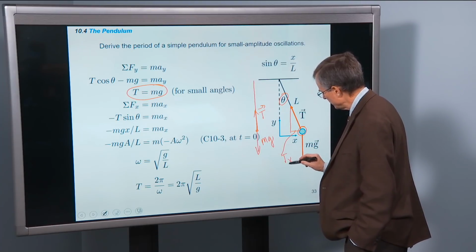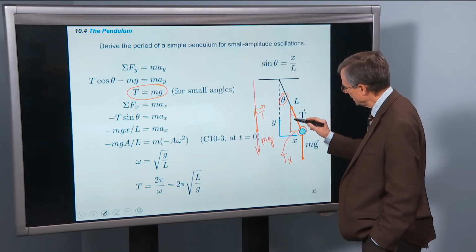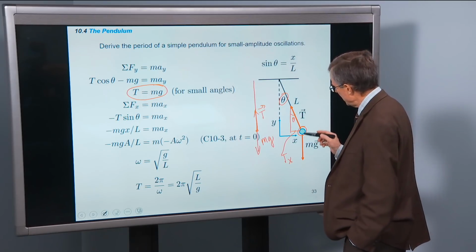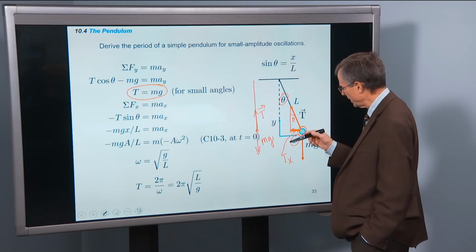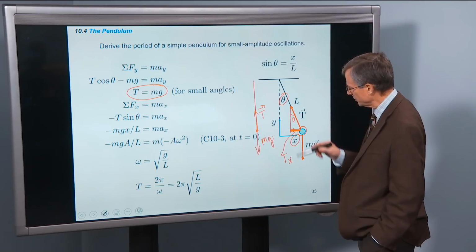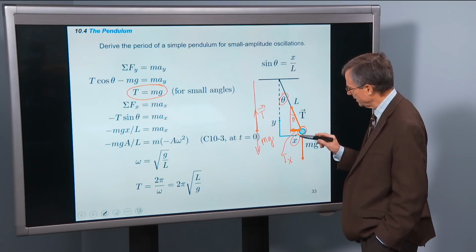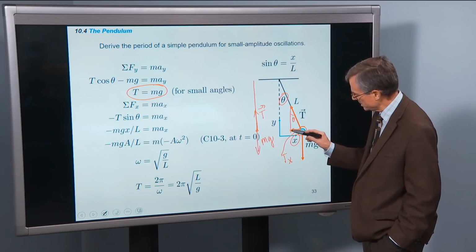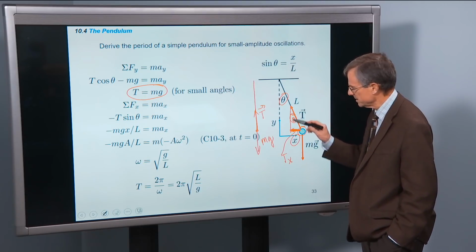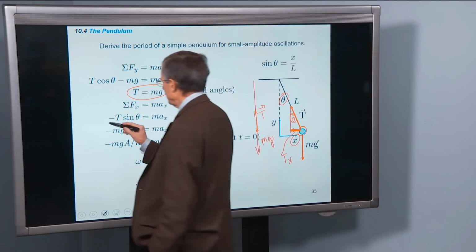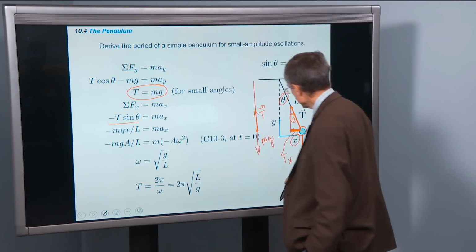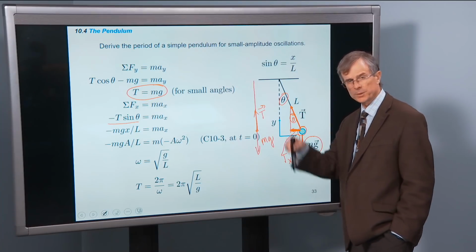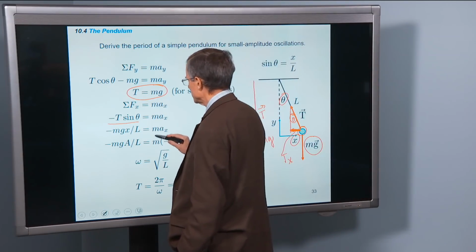So this is the x component of the tension. Here's the angle theta. And you can see that this x component of the tension, first of all, is pointing in the negative x direction, so it's going to be negative. And second of all, it's going to have to involve the sine of the angle theta. Why is that? Because this side is opposite to this angle. So we'll get a minus T sine theta for the x component of the tension. And that's the only force in the x direction, because gravity doesn't exert any force in the x direction. Equals mass times acceleration in the x direction.